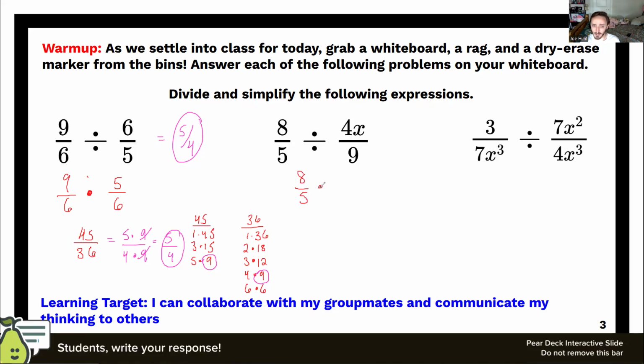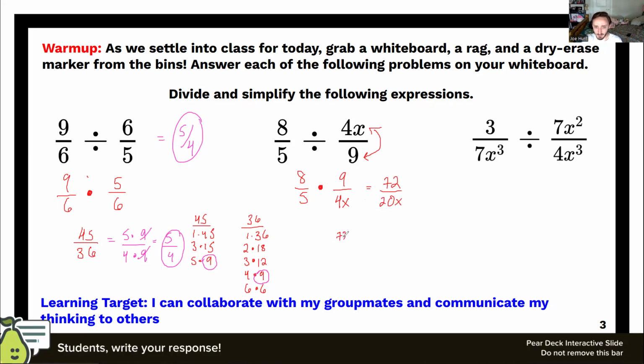Instead of thinking about division by a fraction, I'm going to switch it to multiplication, but I'm going to flip the numerator and the denominator of my second fraction. I'm going to think about the reciprocal in this case. That's a much easier thing to visualize. Now, 9 times 8, well, that's 72. 5 times 4 is 20. 20 times x is 20x. So I've got 72 over 20.